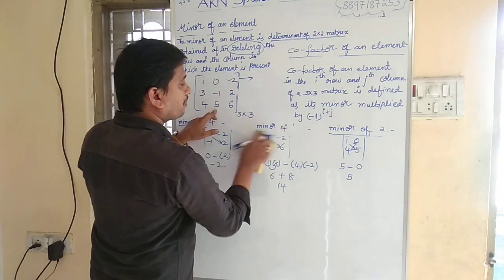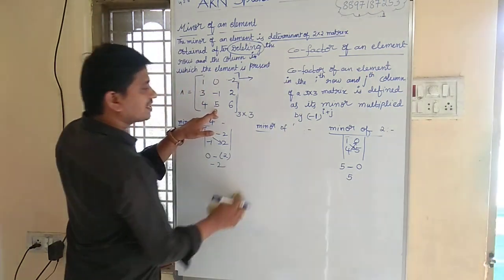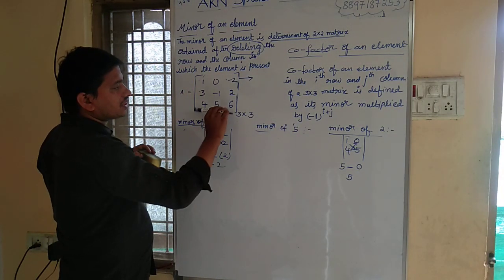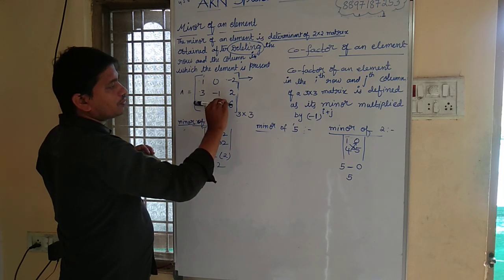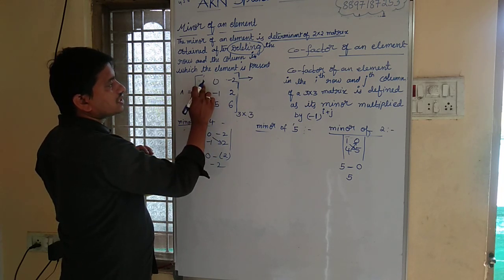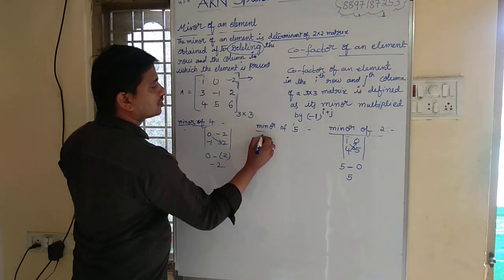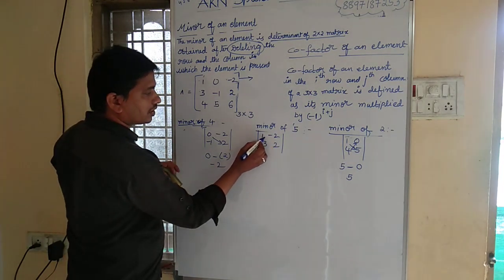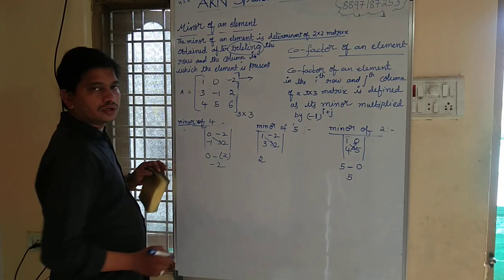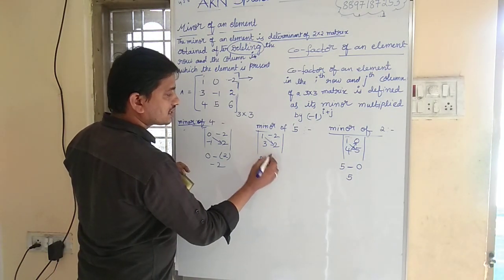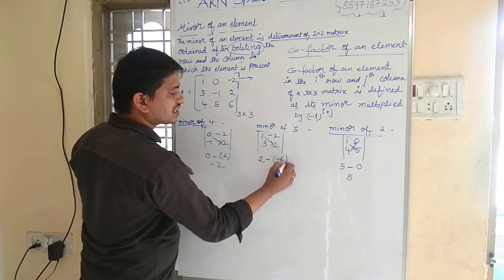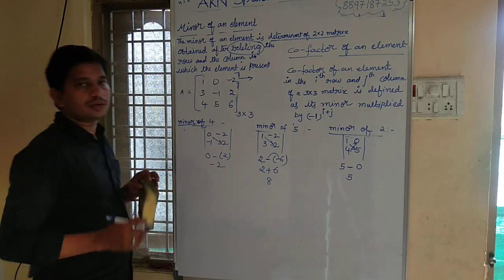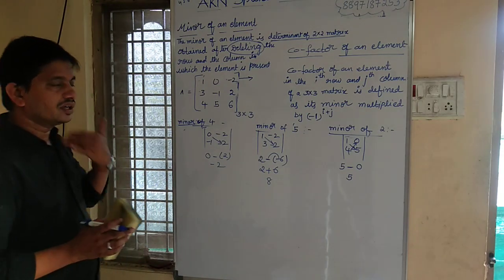Now how to find the minor of element 5, children. 5 is in the third row, second column. You remove the third row, second column. So the elements are [1, -2; 3, 2]. So the determinant is 1 into 2, 2, minus 3 into -2, that is minus -6. 2 minus into minus is plus 6. So 2 plus 6, that is equal to 8.